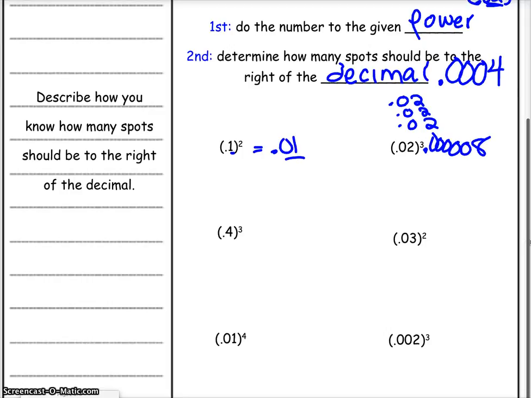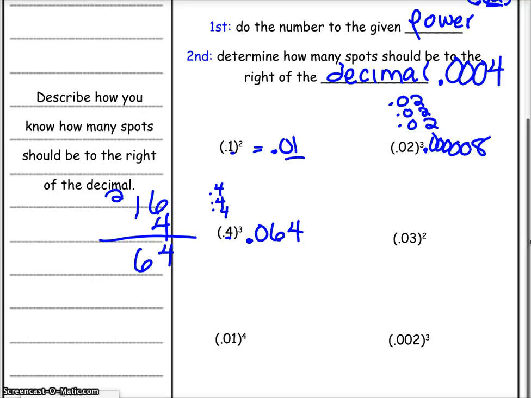Okay, 0.4 cubed. 4 cubed is, I always forget, 4 times 4 is 16. 16 times 4 is what? 48? 50? Oh gosh. 16 times 4, 24, 64. So that's my number. Now I determine spots. So again, you could go like this. Give yourself a visual. 1, 2, 3 spots. So 1, 2, placeholder 0, 3 spots. Or, you know you have 1 spot to the right, times it by the 3 that you're multiplying by.